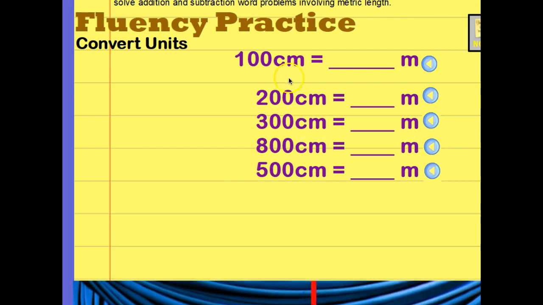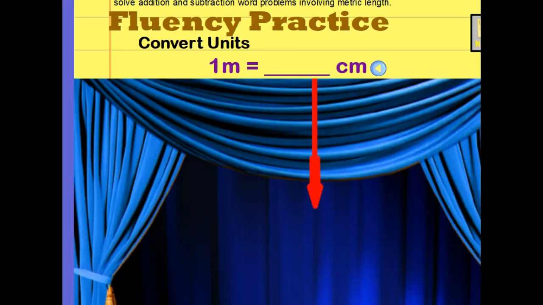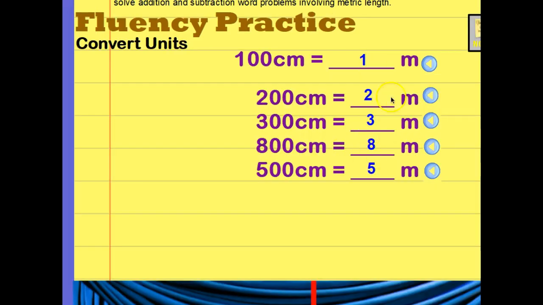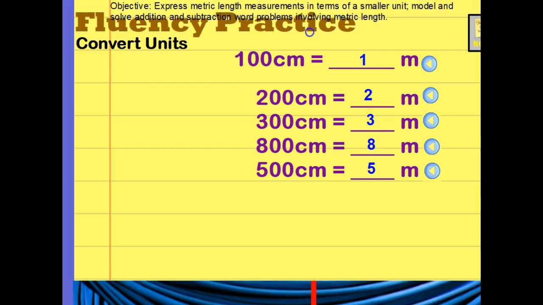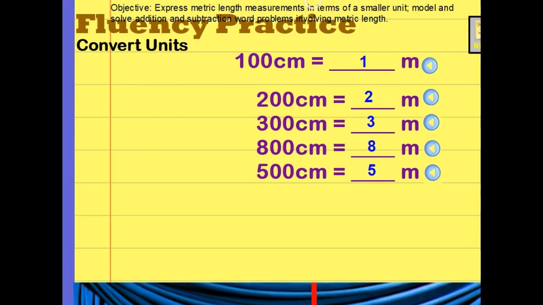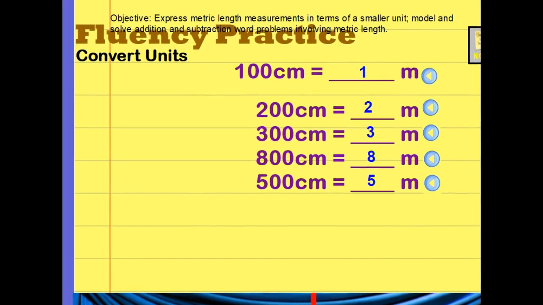100 centimeters is 1 meter. So 200 centimeters is 2 meters. 300 is 3. 800 is 8. 500 is 5. Go ahead and write these down. Also, please make sure that you're putting the date and so forth on these each day in your notebook.